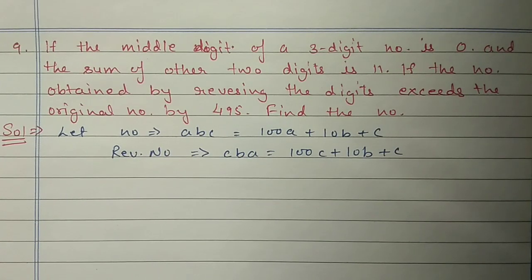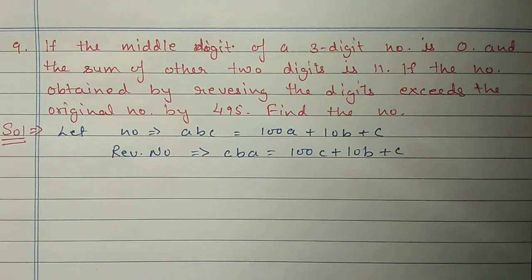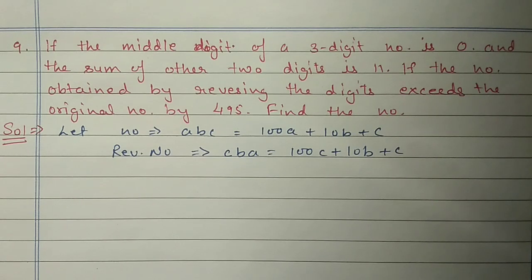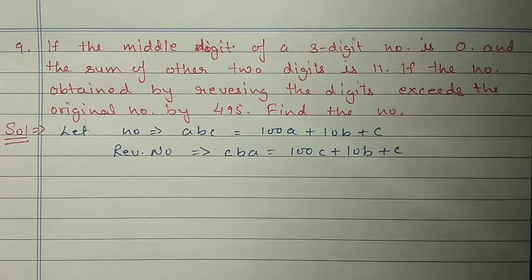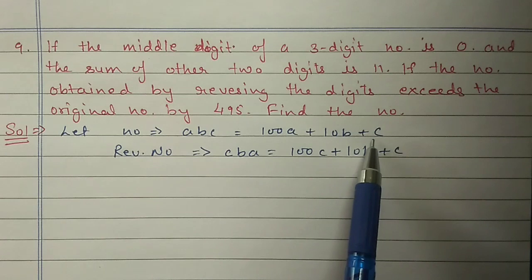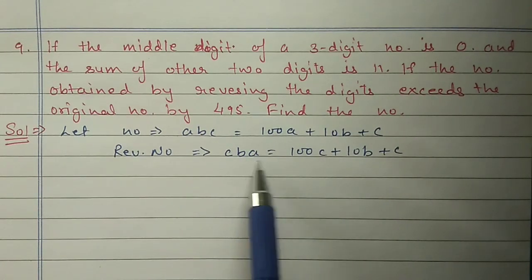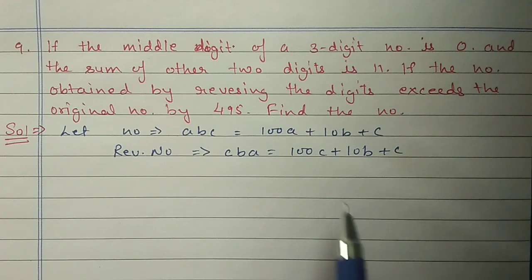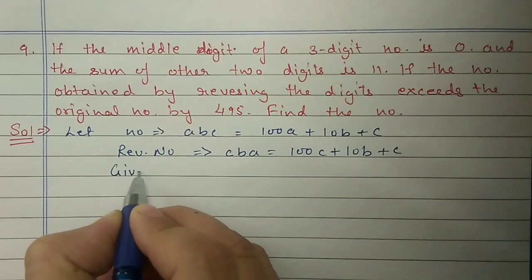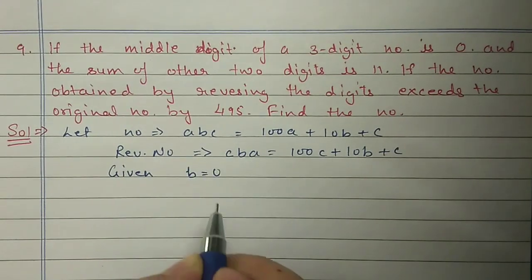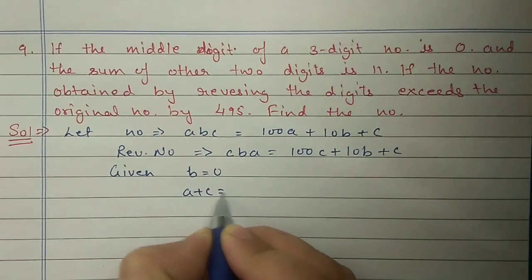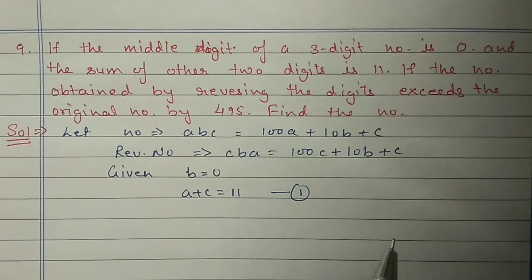Next, question number 9. If the middle digit of a 3-digit number is 0 and the sum of the other two digits is 11, if the number obtained by reversing the digits exceeds the original number by 495, find the number. So we have taken here, let the number be ABC. General form will be 100A plus 10B plus C. Then reverse number will be CBA, 100C plus 10B plus A. They have given here this middle one, B is 0. In the question it is given B is 0 and the sum of the other two digits, means sum of A and C, A plus C is equal to 11. This is the first condition given in the question.